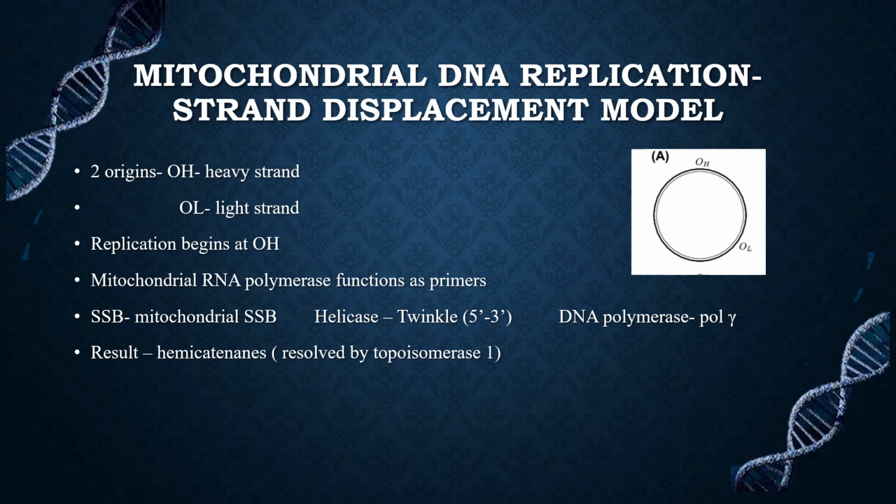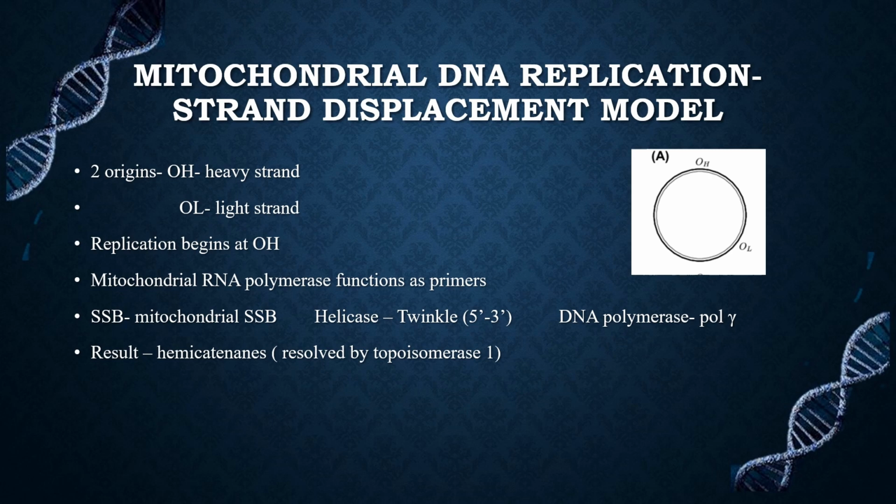So the replication begins at OH, and when replication is 2/3 completed, OL is exposed and replication of the light strand begins in the opposite direction. That is what happens in the strand displacement model. And there is no dedicated primase present here.